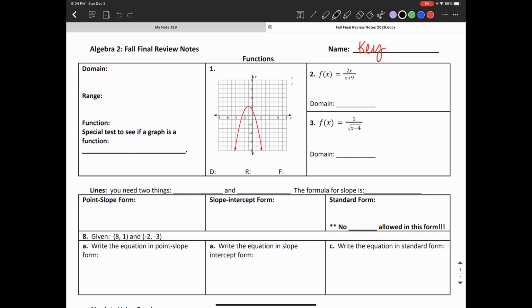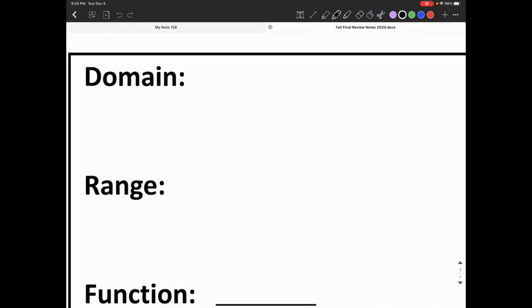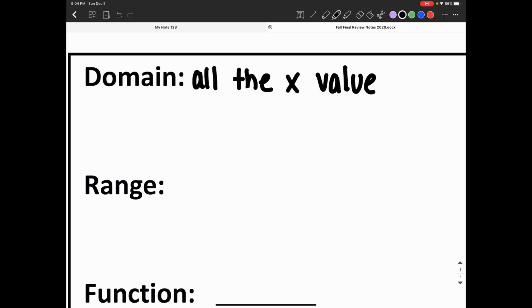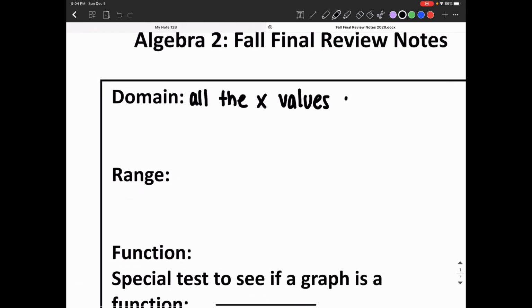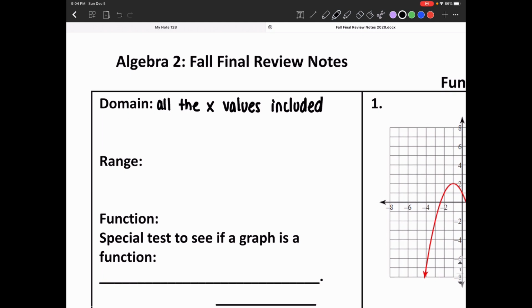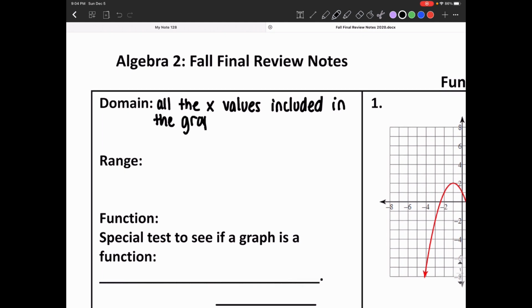In this video, I'm going to review functions for our final. We're going to start with domain and range. Domain, as a reminder, is all the x values that are included in the graph.